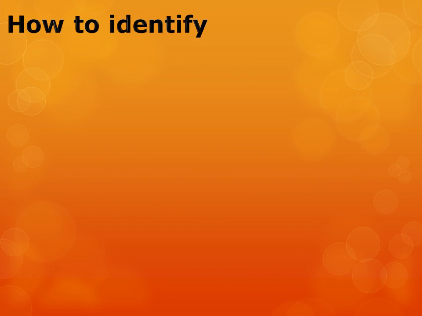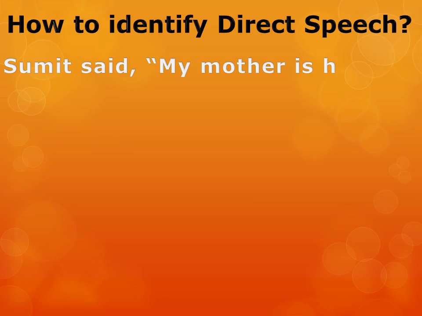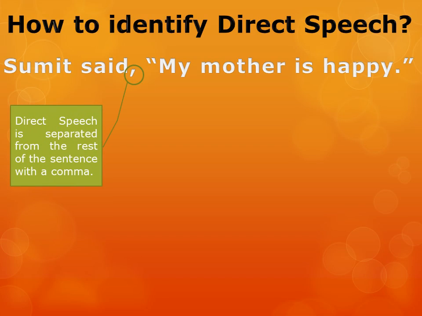Now first I will explain how to identify direct speech. Let's take an example first. Sumit said, "My mother is happy." Now, in this sentence, the first thing we notice is the use of a comma. Direct speech is separated from the rest of the sentence with a comma.